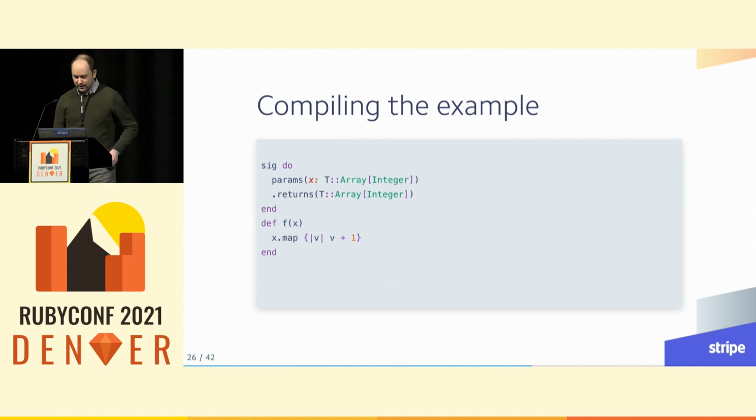So the very first thing that you need to do to compile Ruby with Sorbet is to add a compiled sigil at the top. And this is really stressing the incremental approach that we're taking here. We want to be able to opt individual files into compilation and not just say you have to go all or nothing on the entire code base.